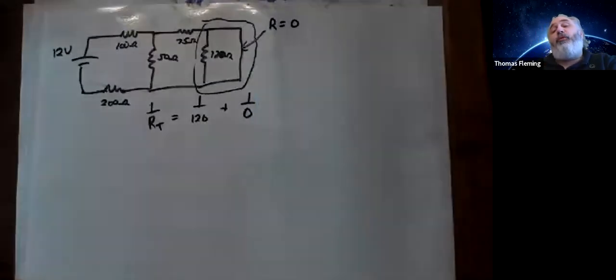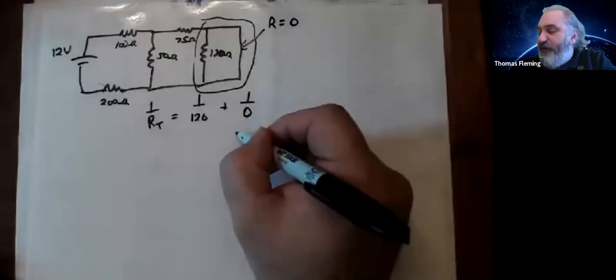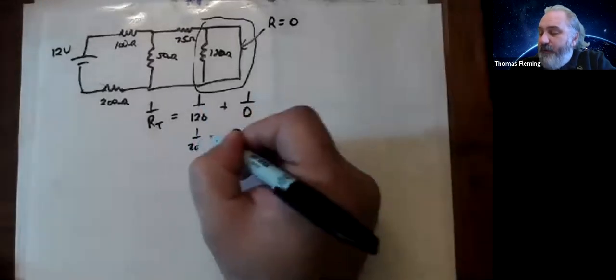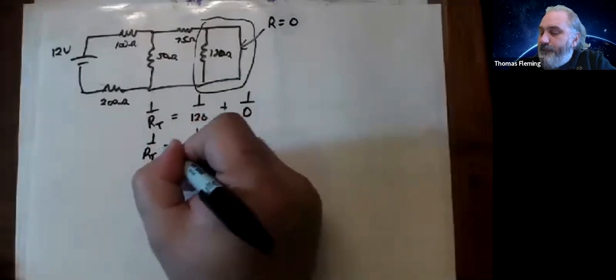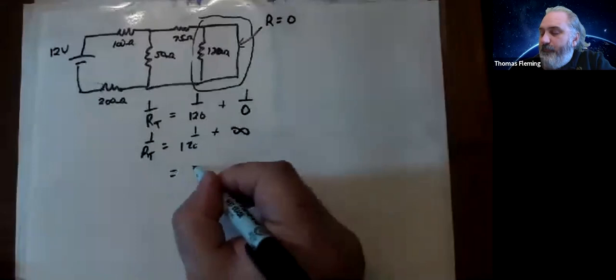Now, what does that mean in physicsy terms? Well, you can't divide by 0, but you could divide by something super, super close to 0. And what you'll find is if you divide by something super close to 0, the closer to 0 you get, the bigger your result is. So dividing by 0 is basically like infinity. So I have 1 over 120 plus infinity. Well, infinity plus anything is infinity.